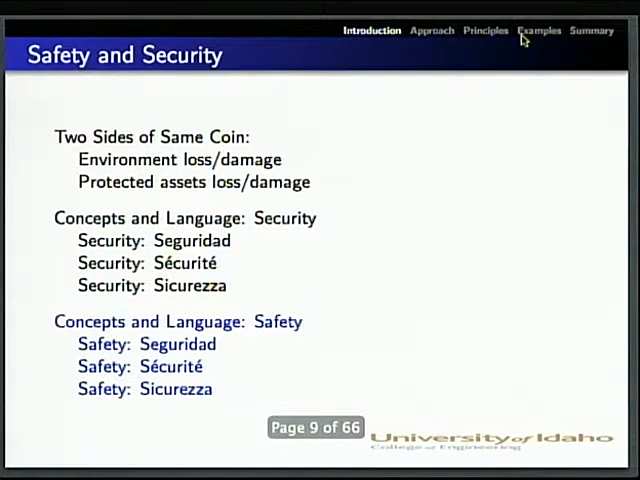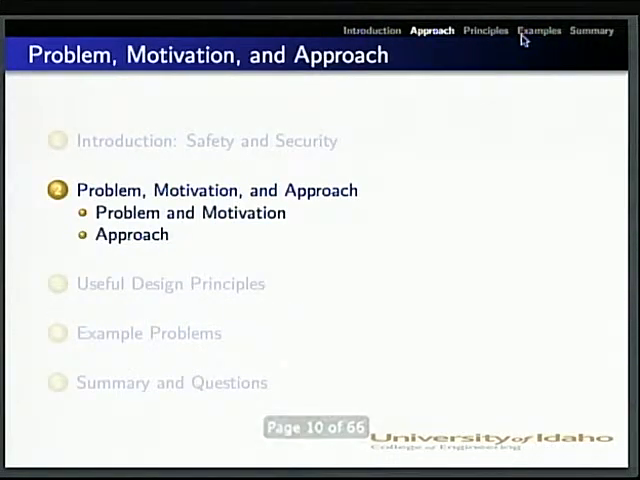Now, if you translate safety into Spanish, French, and Italian, that's what you get. Do you see the similarity? Yeah, in many languages, security and safety are actually the same concept. Or at least there is one concept that encompasses both of the concepts that in English we call security and safety.